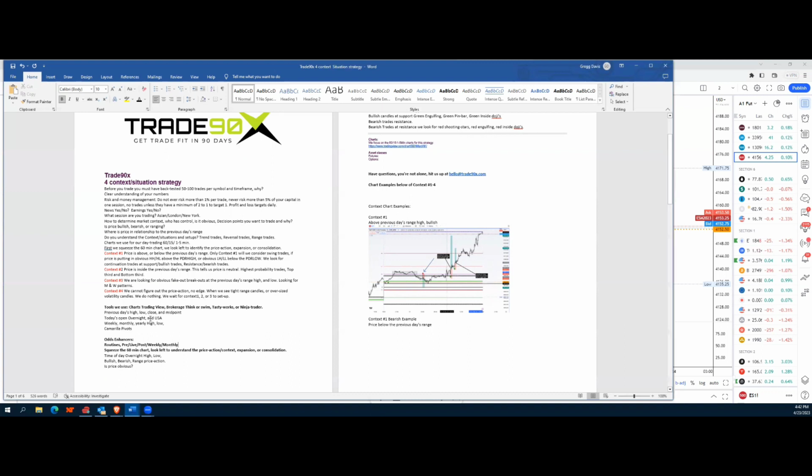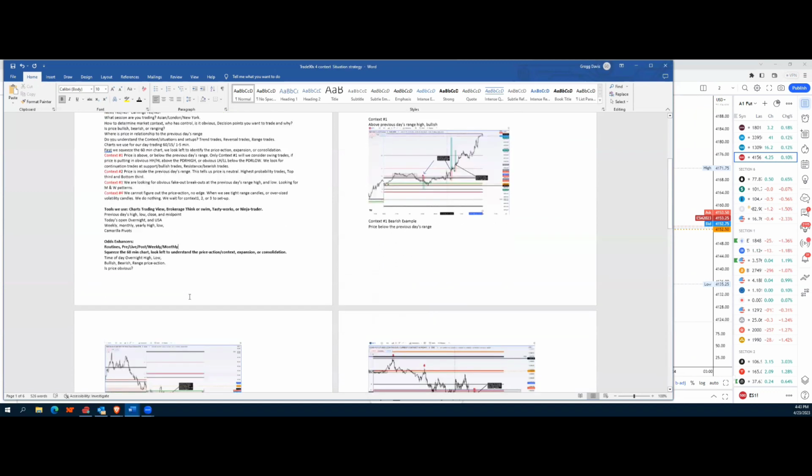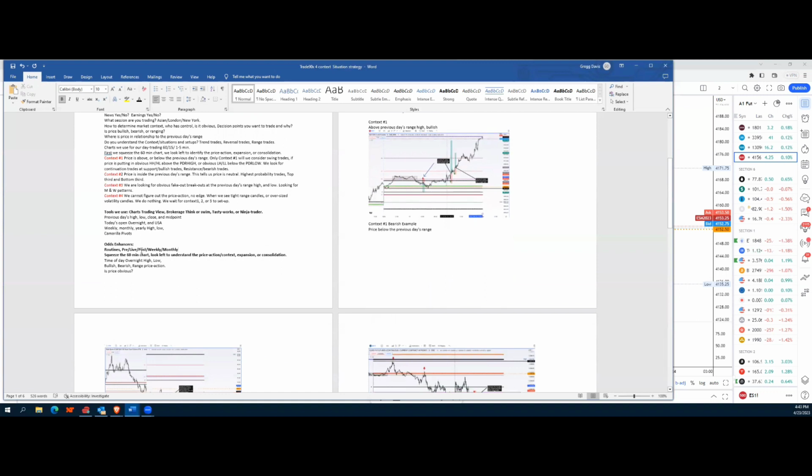All right, so the tools we use, and again, I'll show you when we get to the charts, are going to be the previous day's high, low, close, and midpoint. Today's open, overnight, and USA, weekly, monthly, yearly high lows, and Camarilla pivots. And then when I get to the charts, I'll show you what it all means. Odds enhancers are routines. Our pre-market, this is where we do our breakdown. This is where we identify our trade plan. Live market is for execution. Post-market is for review and journaling. And then weekly, monthly, and let's also say yearly is to, again, review our daily charts, see how we did for the week, the month, the year, did we hit our goals or not?